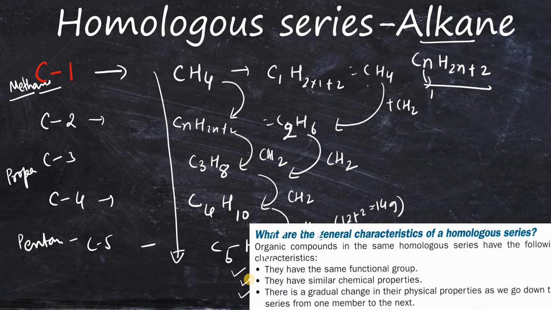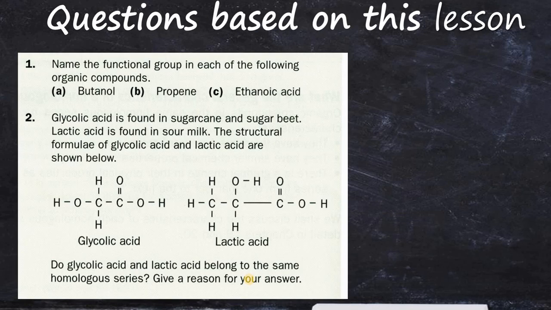So this is the property of homologous series for alkane. Now let's see some of the questions based on this lesson. I should expect from this chapter that you should score 100%. So question number one is telling you to identify the functional group represented in each of the organic compounds.